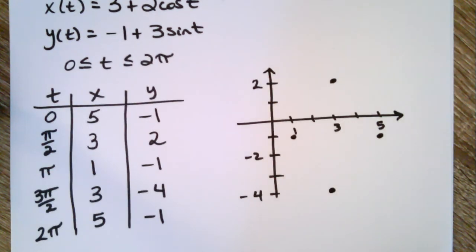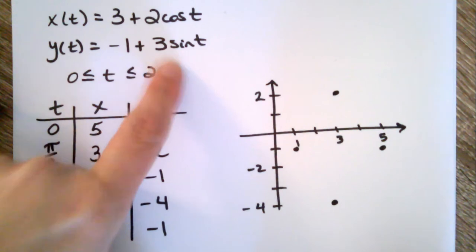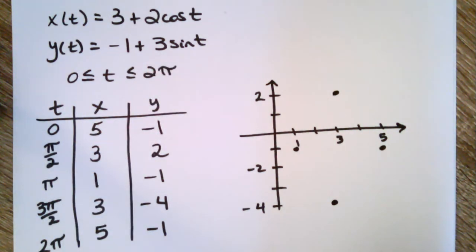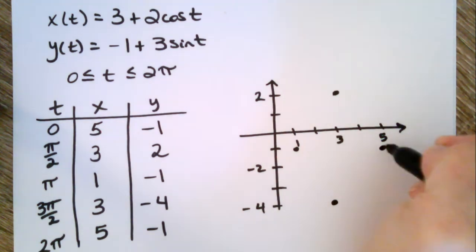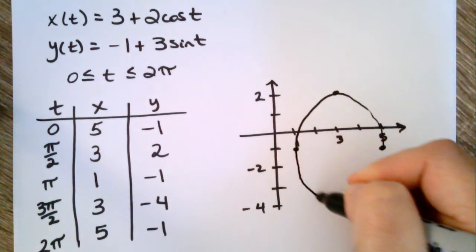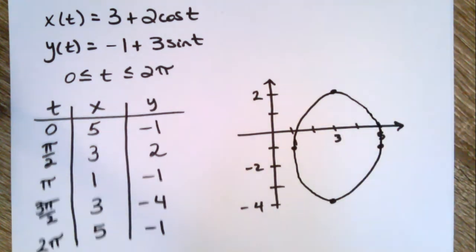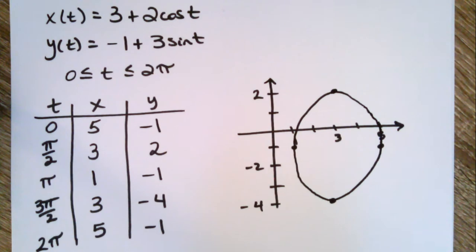Now, we have these points. We need to think about how to connect them. I'm not going to connect these with straight lines because we've got trig functions here. Hopefully, we would expect this to be more of a curve, circular, roundish type of graph, which it will be. What we end up with here is actually an ellipse. And we'll pretend that my graph looks a little more symmetric than it does.